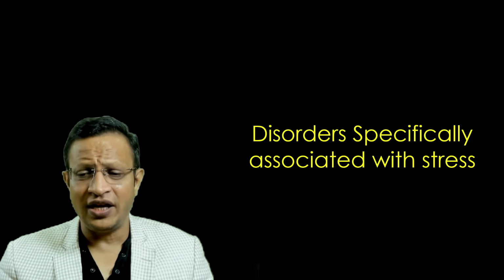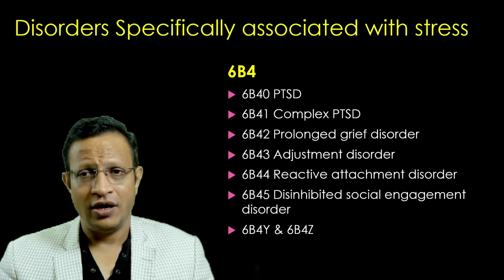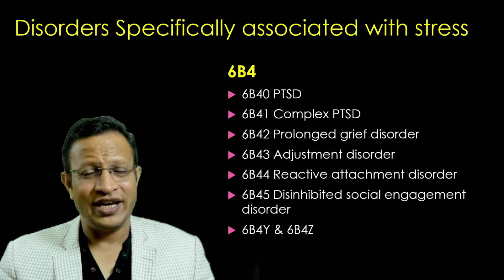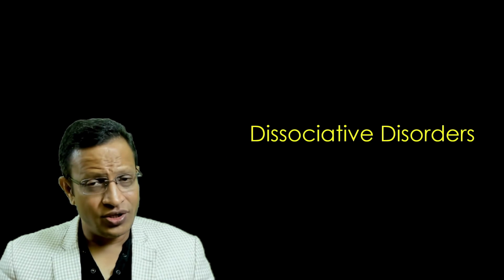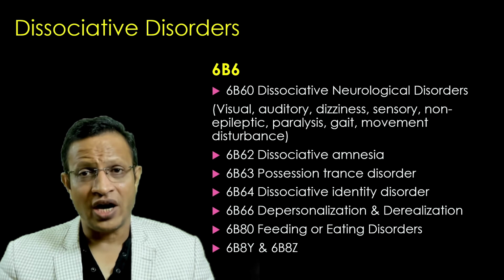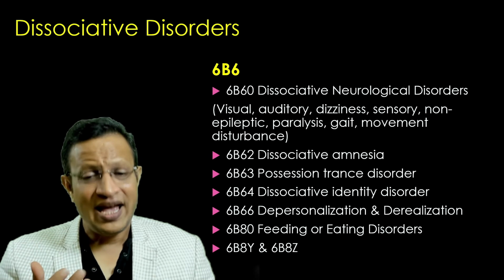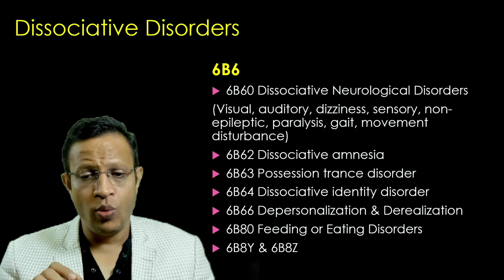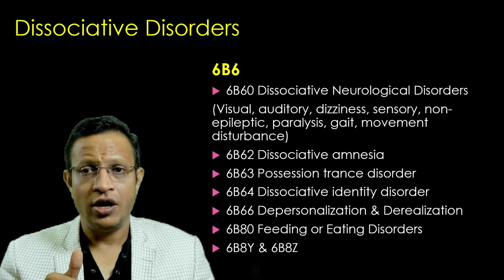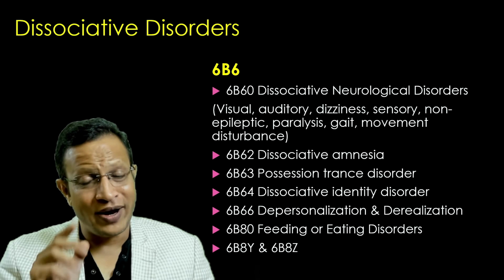Moving to the disorders specifically associated with stress. Those are PTSD, complex PTSD which has been given importance here, prolonged grief disorder, adjustment disorder, reactive attachment disorder, and disinhibited social engagement disorder. Moving to dissociative disorders. Again, dissociative disorders have been given subtypes and a separate chapter has been dedicated. It starts with dissociative neurological disorder with regard to visual, auditory, dizziness, sensory, epileptic, paralysis, gait, and movement disturbance. Further, dissociative amnesia, possession and trance disorder, dissociative identity disorder, depersonalization and derealization are part of dissociation now.